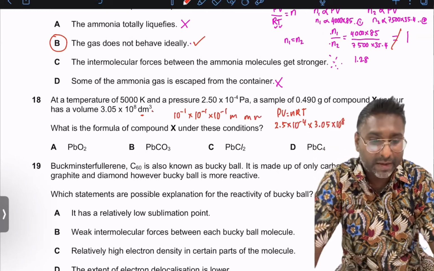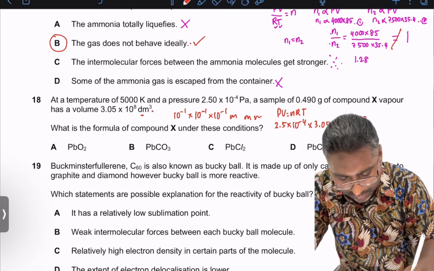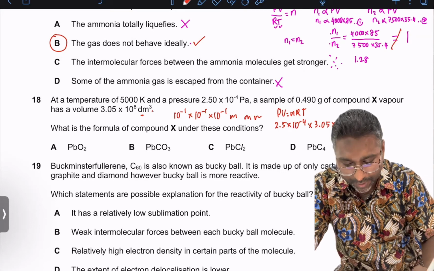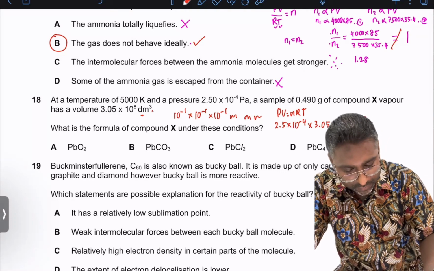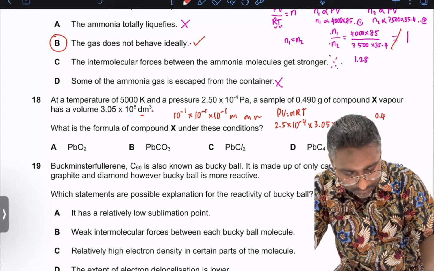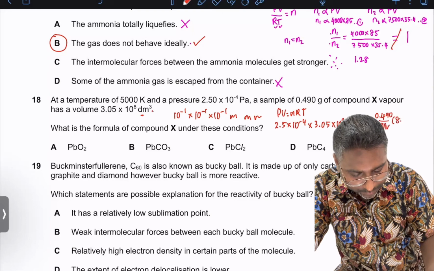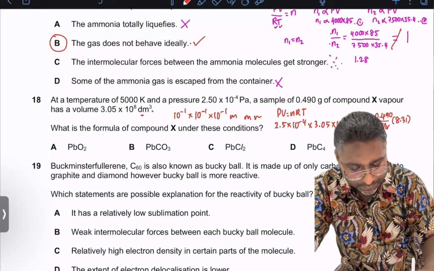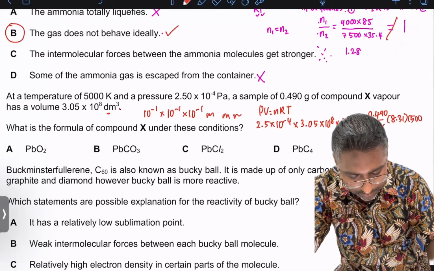Okay, deci is 10 to the power of negative 1. So in total it will become 10 to the power of negative 3 meter cube. Yeah, we want to change it into meter cube. Okay, number of moles, you are going to use 0.490 divided by mR. Okay, and then R is 8.31, gas constant. Temperature 5000 Kelvin, so I just put 5000 Kelvin.